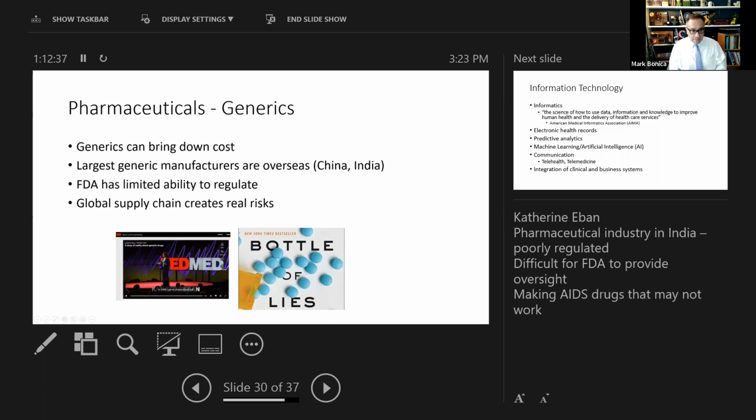But here's an interesting twist. The largest generic manufacturers are actually overseas in China and India, where the FDA has a really tough time going in and inspecting their plants. There are also some really big generic manufacturers in New Jersey. The FDA has authority to do whatever it needs to do in New Jersey, because that's the United States, right?